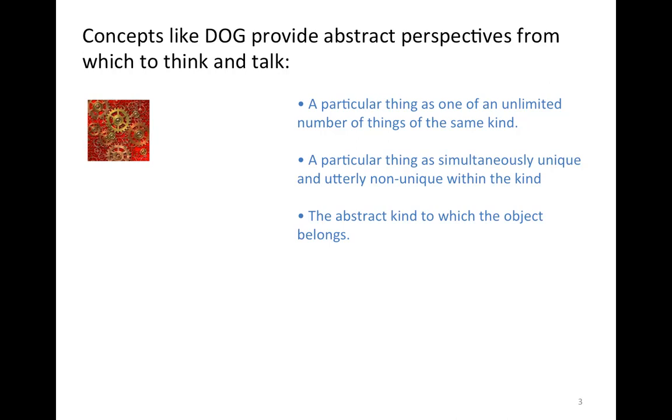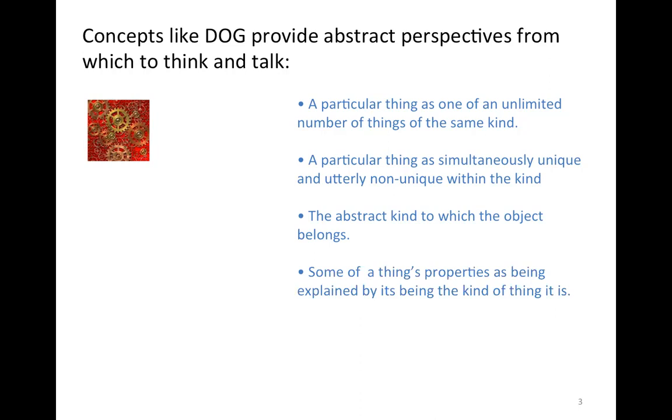Furthermore, concepts like dog provide a perspective in which we can think and talk of some of the thing's properties as being explained by its being the kind of thing it is. So, for example, we may think that Fido has 4 legs because he's a dog, though we don't think that he is brown because he's a dog or that he wears collars because he's a dog.